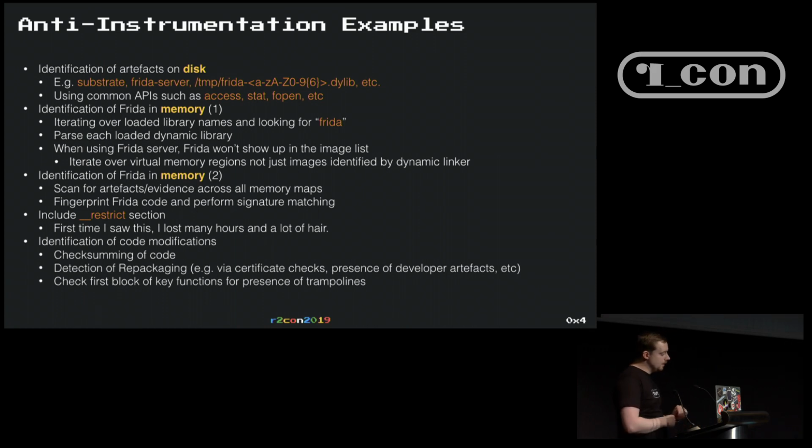And then the last thing, which again is very common in many of the RASP products out there, is looking for identification of tampering to memory, so looking for any kind of alterations to the code. That means checksumming of the code, sometimes running in other threads. They look for evidence of repackaging, in case maybe we're not even using jailbroken devices. And they look for certain trampolines inside target functions, whether in the standard library or even in their own functions.